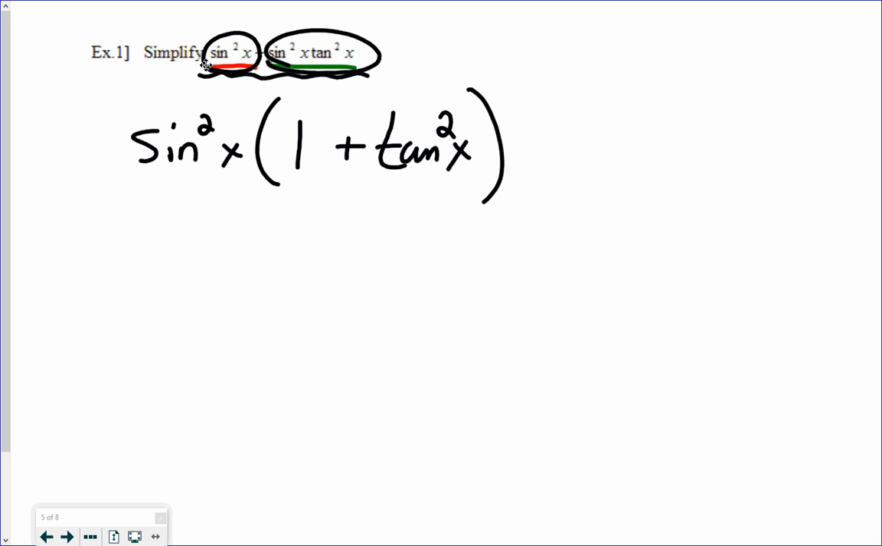Alarms should be going off in your head. Not alarms that say take the square root. Okay? Alarms that say, oh, that might be one of my Pythagorean identities. So take a look at your sheet from yesterday, and do you have anything that has tangent squared involved as an identity?